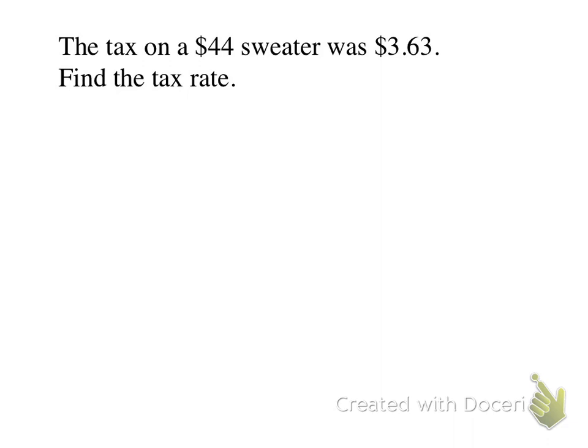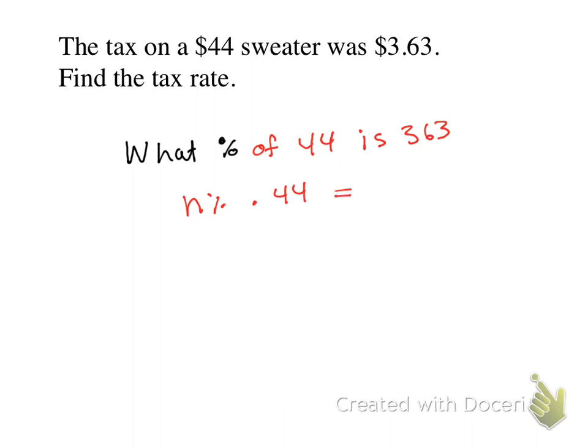Okay, tax on a sweater was $3.63. I usually turn this into a word problem. So they want to find the tax rate. What percent of 44 is, was, will be, is 3.63. So I'm doing n% of 44 equals 3.63. Divide by 44, divide by 44. Does that make sense?